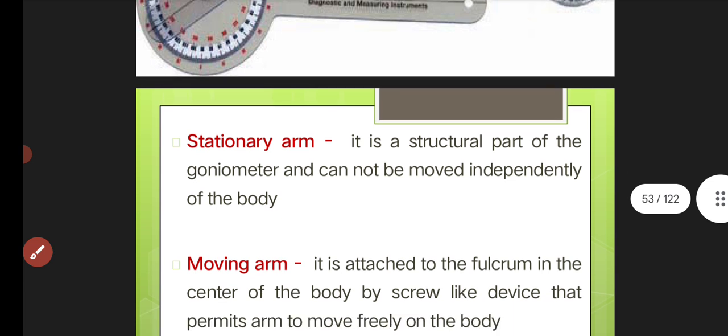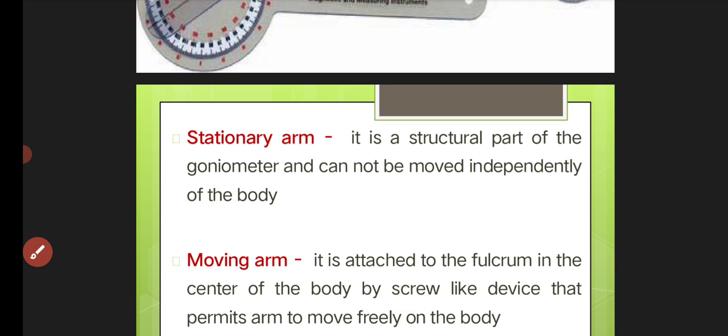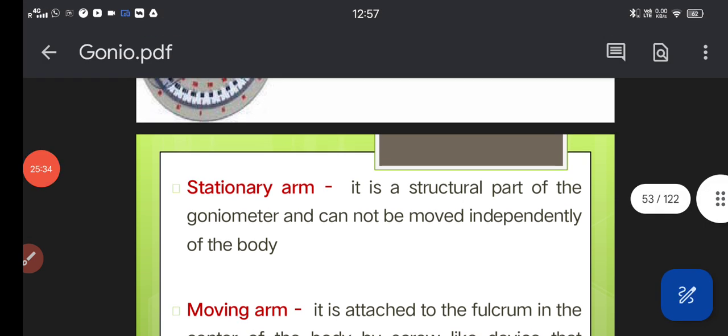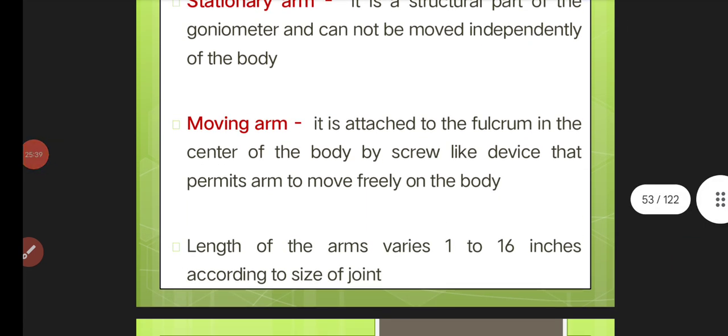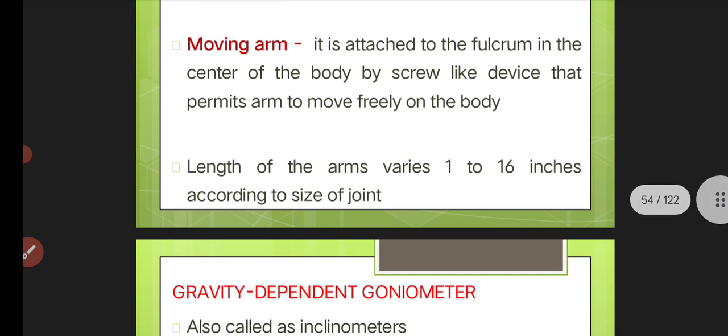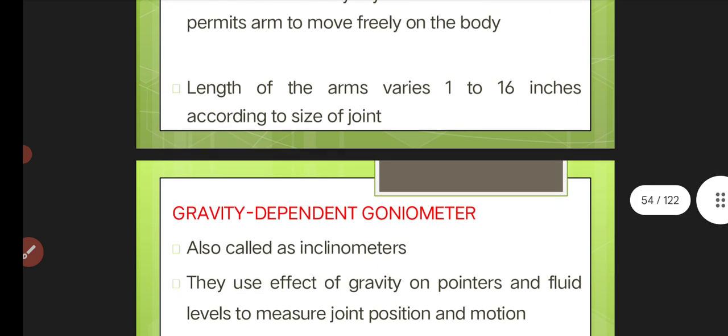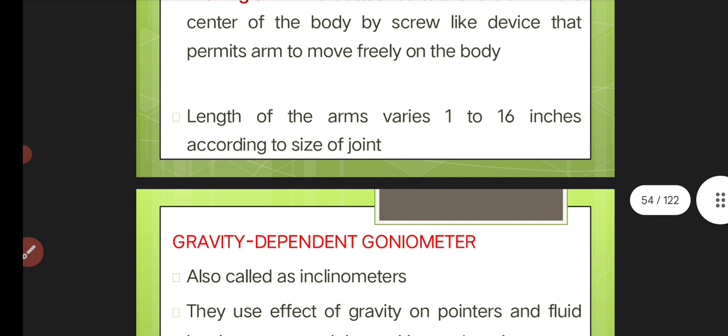The stationary arm is a structural part of the goniometer and cannot be moved independently of the body. And the moving arm is attached to the fulcrum in the center of the body by a screw-like device that permits the arm to move freely. The length of the arm varies from 1 to 16 inches according to the size of the joint.